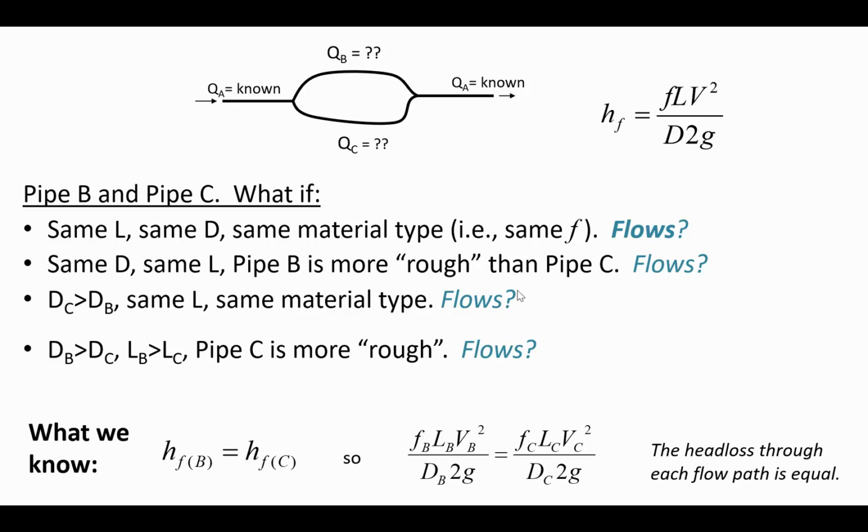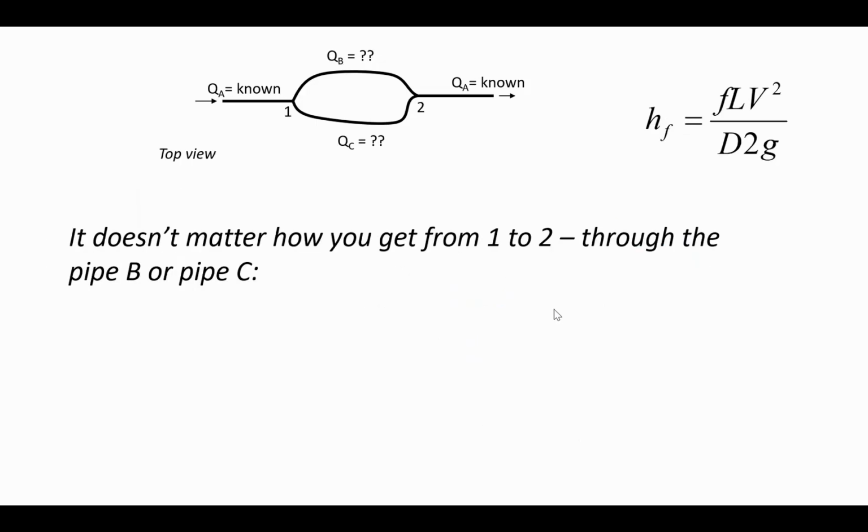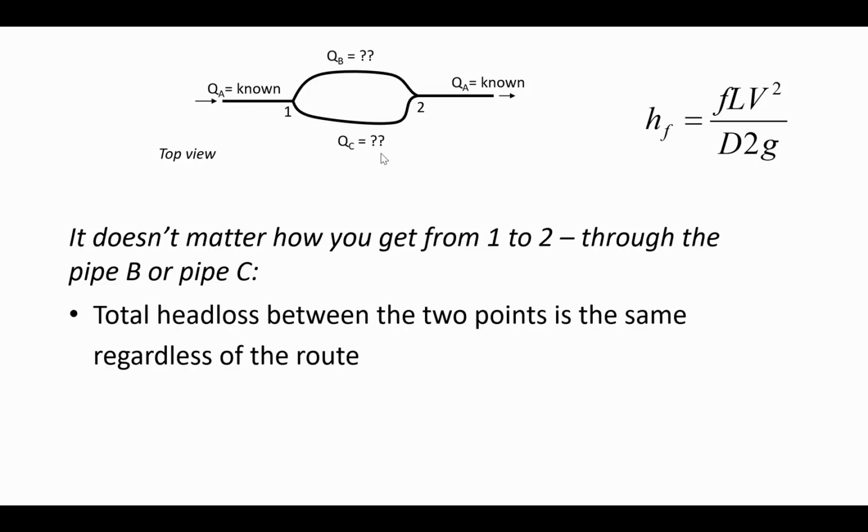All right, well, let's try this out with some real numbers. But just to summarize, what it means is it doesn't matter how you get from 1 to 2. It doesn't matter if you go through pipe B or through pipe C, but the head loss is the same through either route. It has to be. You couldn't end up at 2 with a different amount of energy because you're at the same location. You have to have the same amount of energy.